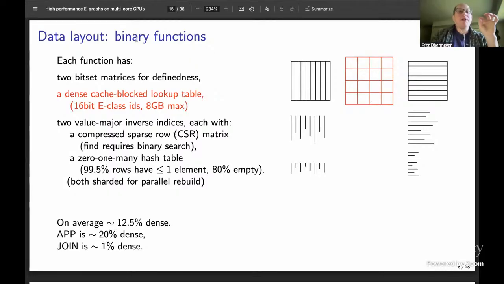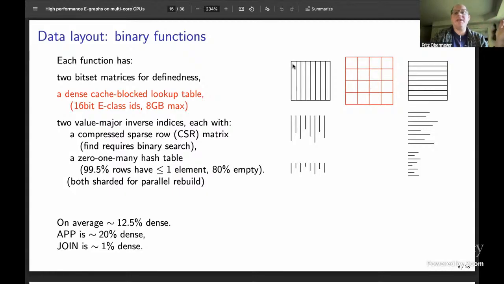Oh, right. So these are binary functions. The binary function says, given a left-hand side and a right-hand side, what is the value? The bitset matrices are just 1 if there is a value and 0 if there's not. They don't contain the values themselves, so they're 1/16 the size.